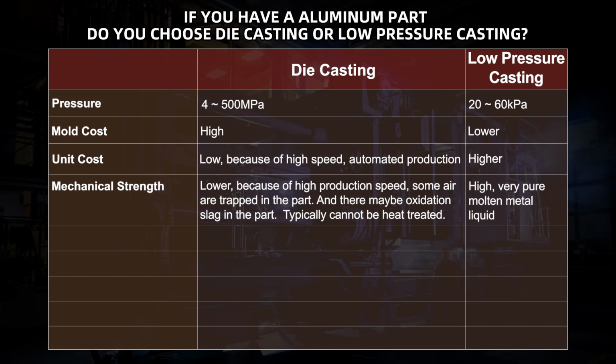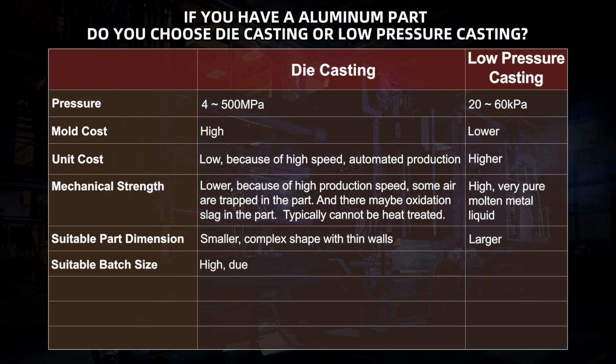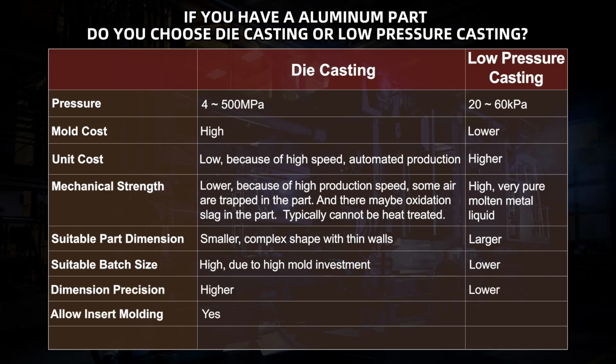Low-pressure casting has high mechanical strength, with very pure molten metal liquid. Suitable part dimension: die casting suits smaller parts with complex shapes and thin walls; low-pressure casting suits larger parts. Suitable batch size: high for die casting, due to high mold investment; lower for low-pressure casting. Dimension precision: higher for die casting, lower for low-pressure casting. Insert molding: allowed for die casting, not for low-pressure casting. Material: most are aluminum and zinc, non-ferrous.